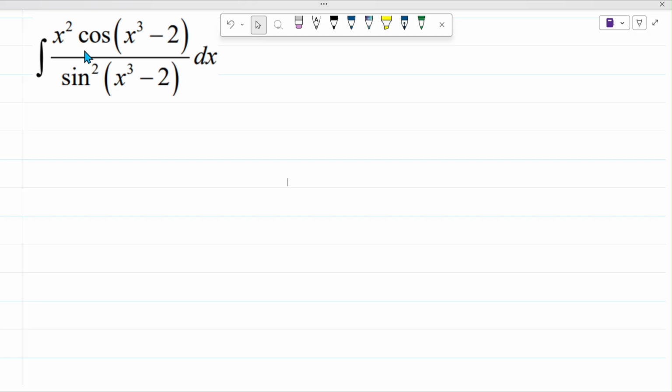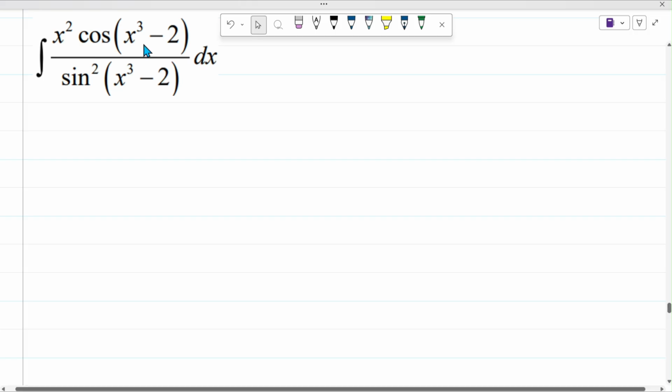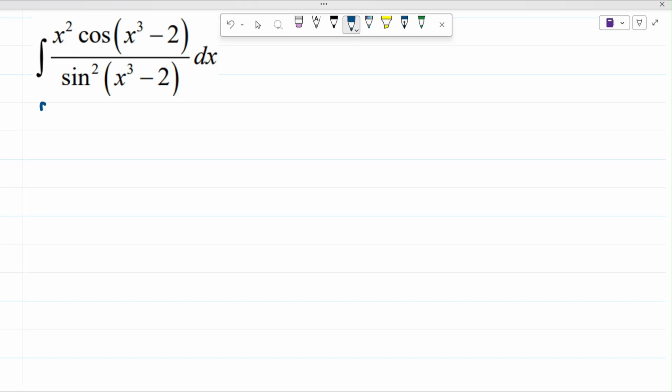So we've got x squared multiplied by cos of x cubed minus 2. So what can we do to this? We can see that we need to make use of the general power rule, because there is nothing that we can do to this, like maybe changing something into something else. It's not gonna help. So let's rewrite this in a nice way so that we can say that we must use the general power rule.